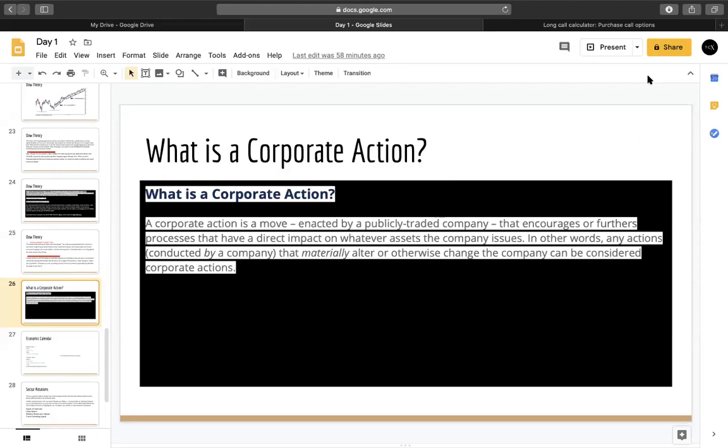Is a CEO getting fired a corporate action? Are acquisitions corporate actions? If Google acquires Zoom, is that a corporate action? So there are different types of corporate actions.